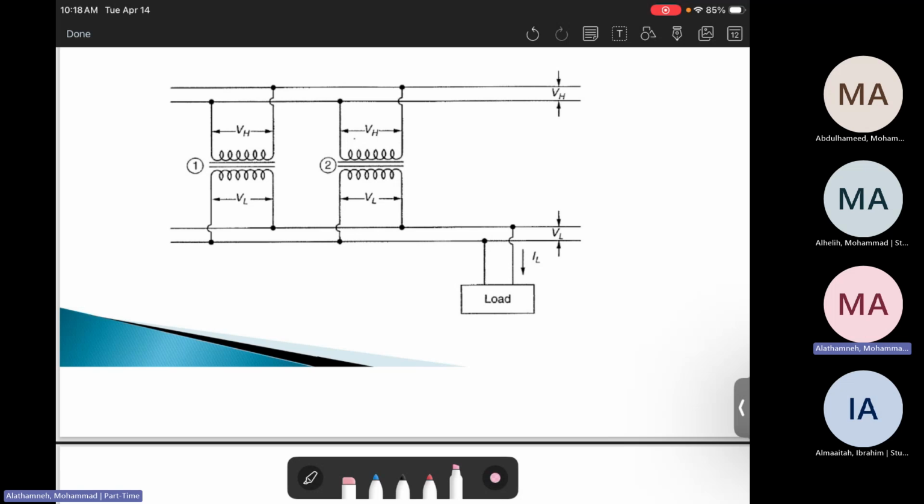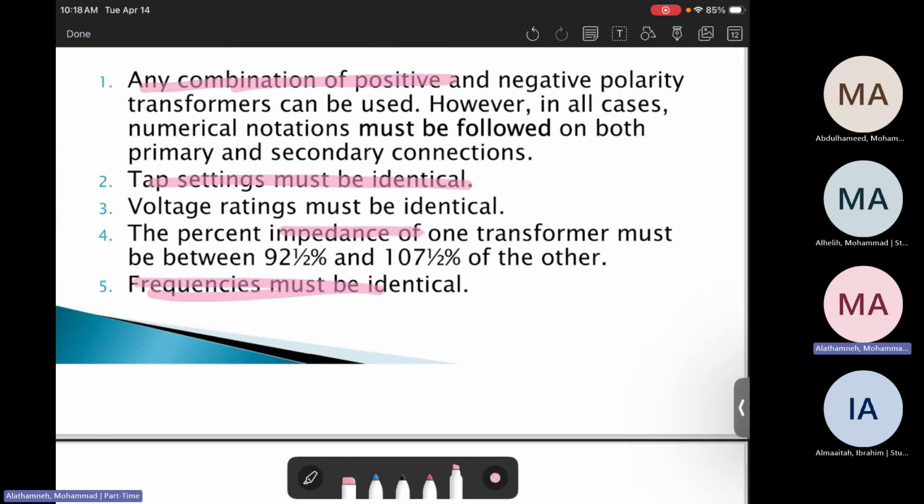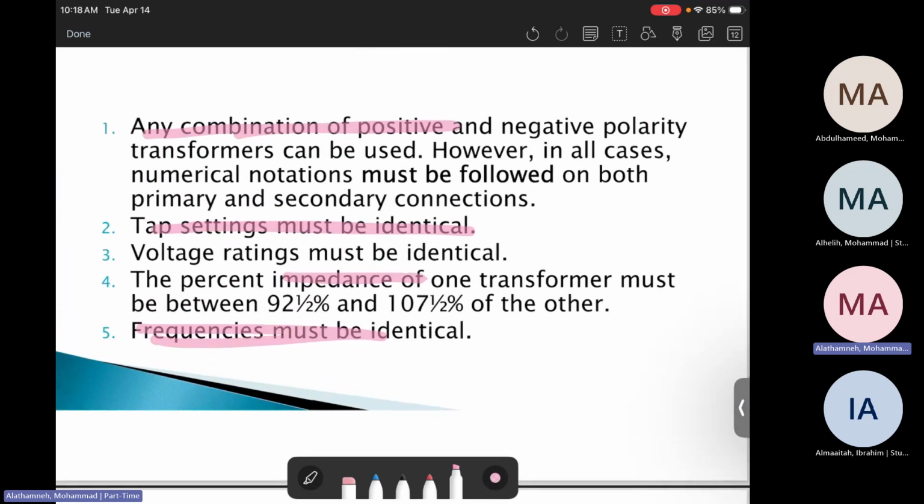Then again, here is how we do the paralleling of the transformers. Same polarity, whether it is additive or subtractive, there must be the same polarity. Tap changers must be the same. Voltage ratings must be identical. Frequencies identical. The percentage impedance must be between 92 and a half to 107 and a half percent of each other. What we prefer is identical percentage impedance, but if not, they can be between 92 to 107% of each other. So we don't want to have the loading on one transformer more than the others, which will create some problems.